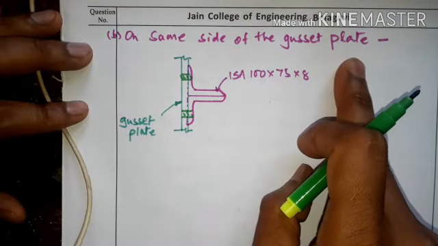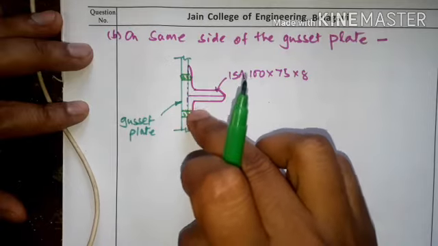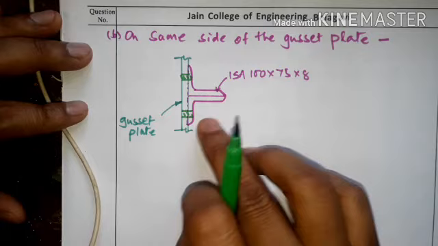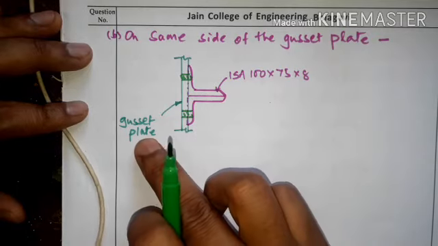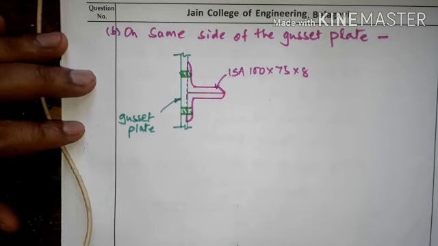When you use both the angles, you can see here there are two angles, and both angles together are attached on one side. So that is on the same side of the gusset plate, that is 100 by 75 by 8, and these are the gusset plate. Okay, so we'll see the solution here.